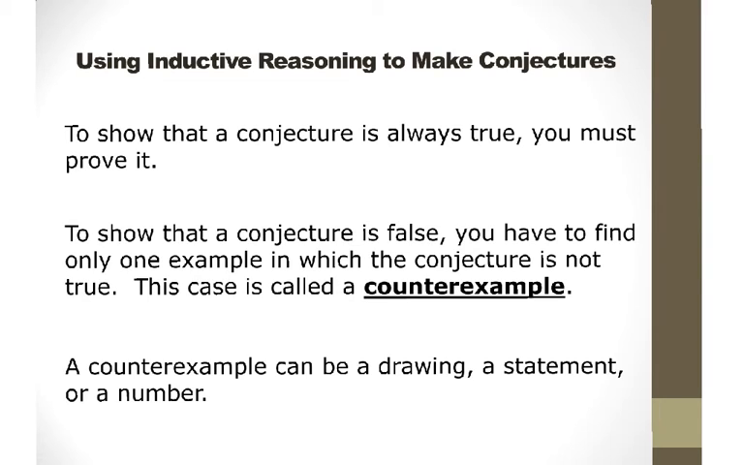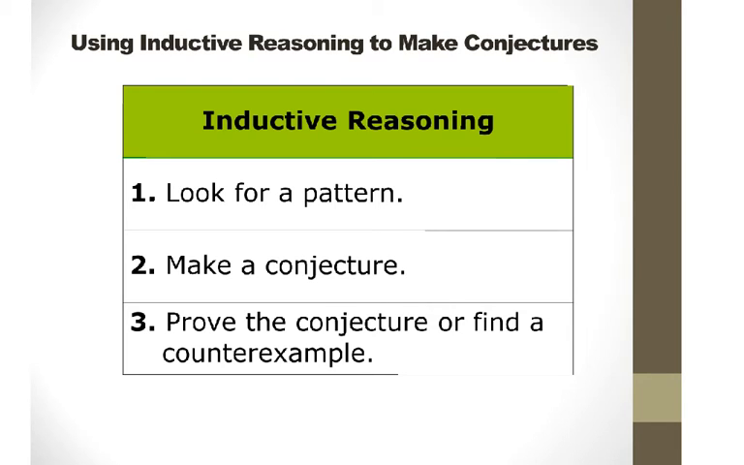So here's some ways that you can show that your conjectures are false. With a counterexample, you can use a drawing, a statement, or a number. Okay, but before we go on to that, here's some things that we've learned. In inductive reasoning, what we do first is look for a pattern. The second thing we do is make a conjecture. Then third, prove it or disprove it. So prove it for everything, remember? And or give a counterexample, just one. That's all you have to give.